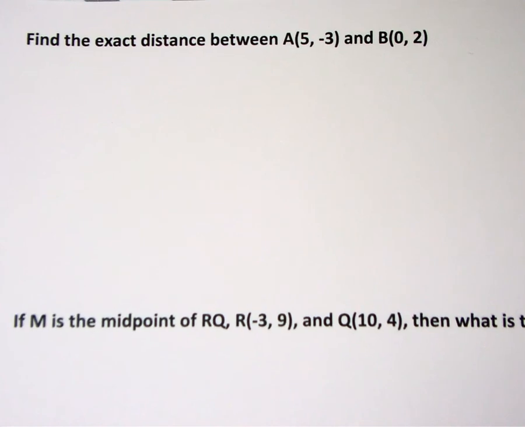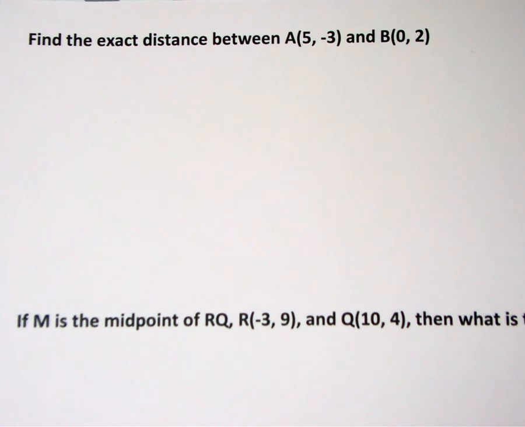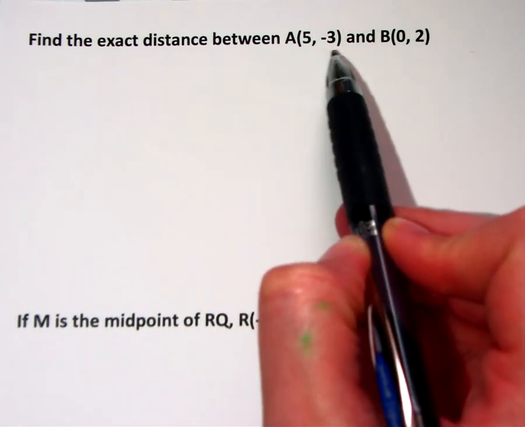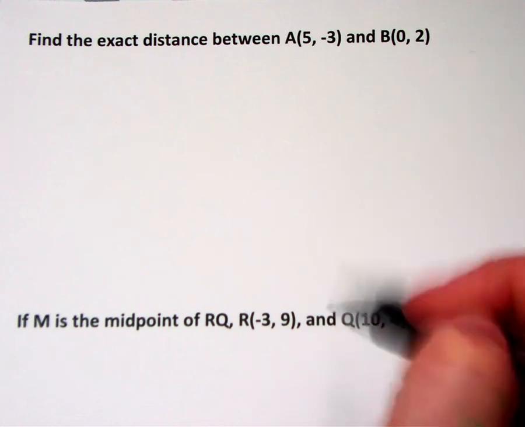In this lesson, we're going to be calculating distance, midpoint, and finding an endpoint of a segment. So let's go ahead and get started. The first one says, find the exact distance between A being (5, -3) and B being (0, 2).